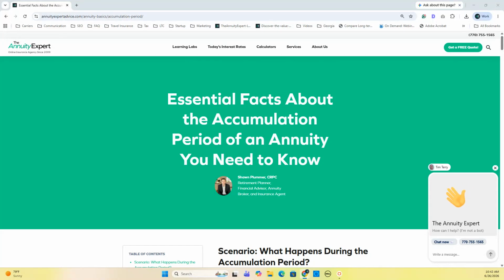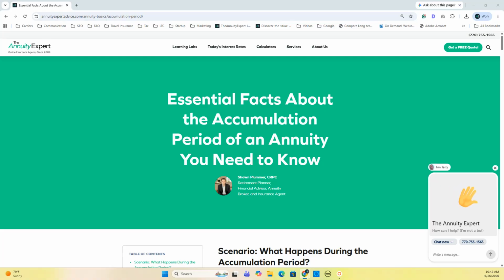In this video, we're going to explain what the accumulation period of an annuity is, how it works, and just some random facts about it. Try to be brief. Usually with an annuity, there's two phases. There's the accumulation phase, and then there's the income phase.